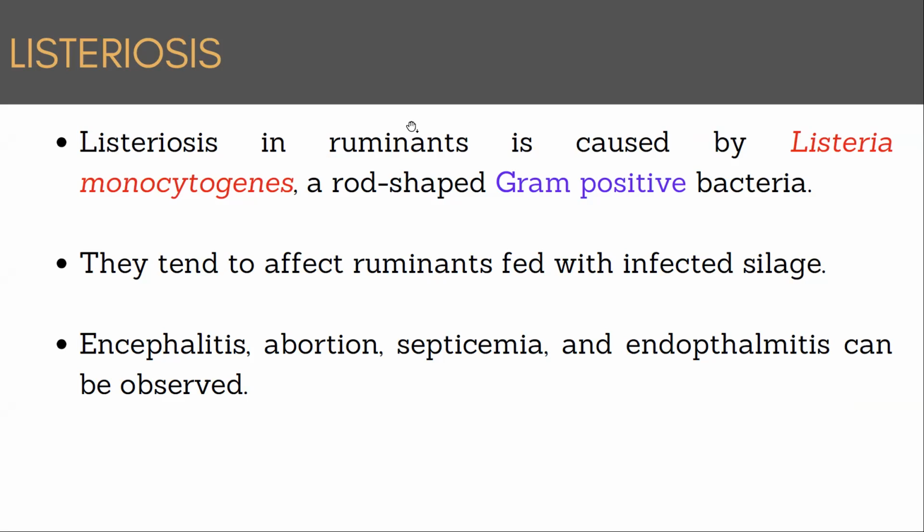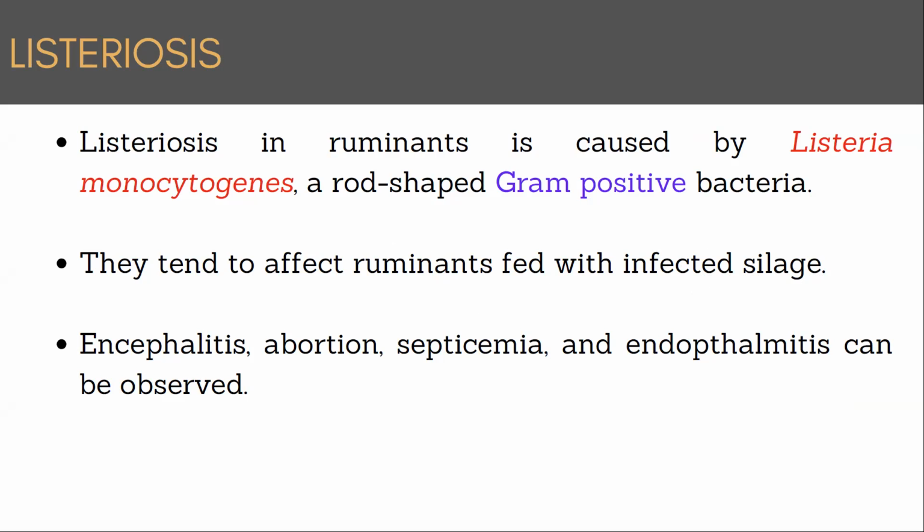So they tend to affect ruminants fed with infected silage. So if familiar pa kayo sa silage, ito yung ini-store natin yung grass sa anaerobic condition para ma-ferment, para maging mas malasa. If tandaan nyo pa sa lesson natin sa nutrition. So kapag mali yung preparation ng silage, possible na magkaroon ng Listeria monocytogenes.